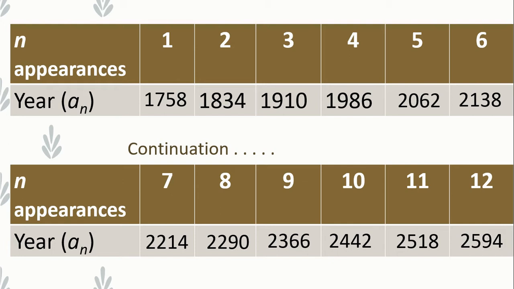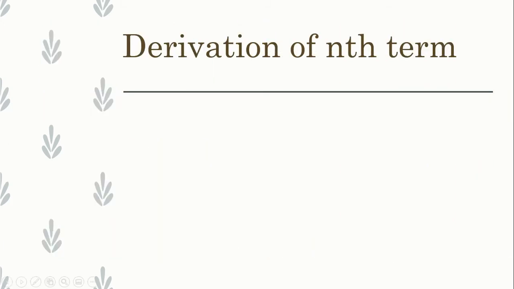What if you are asked for the 100th appearance? Will you just add 76 continually? I guess not. So, it is important to analyze the pattern and develop a rule or a formula which generates the terms of the sequence. Let's now derive the formula for the n term of an arithmetic sequence.